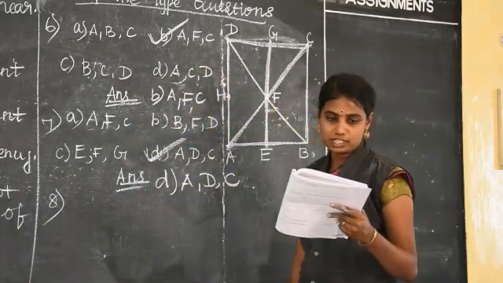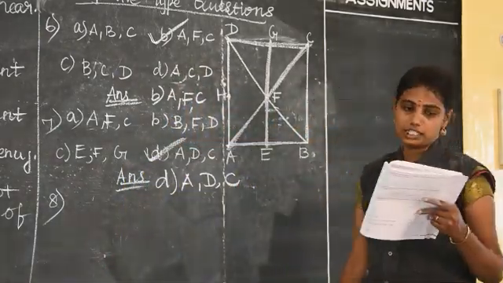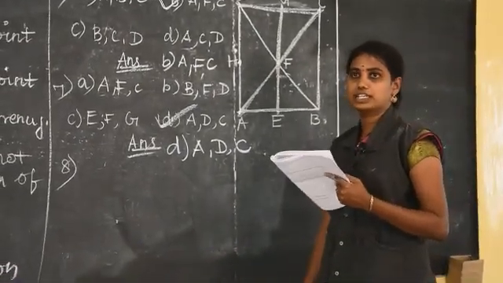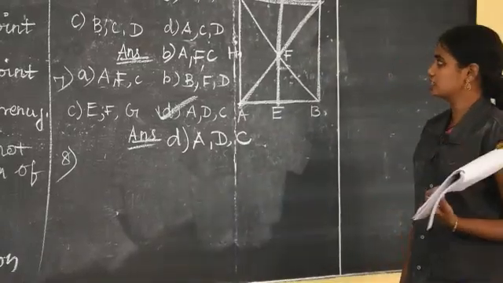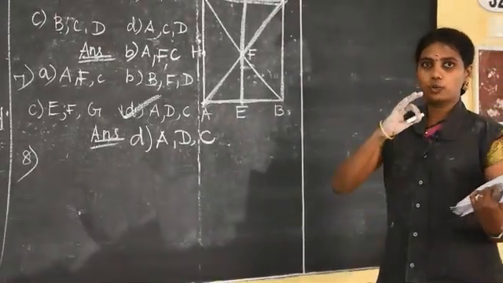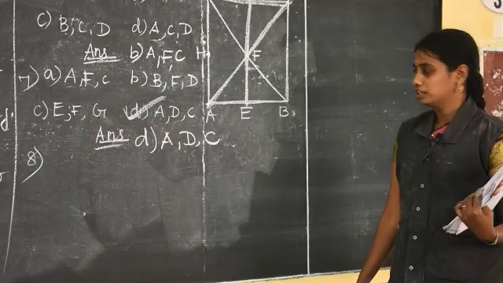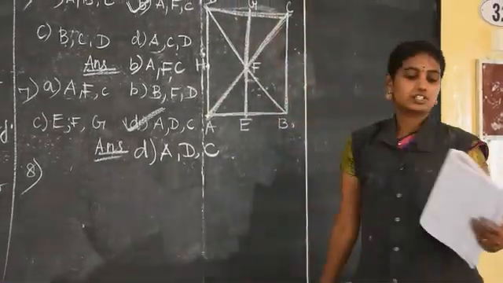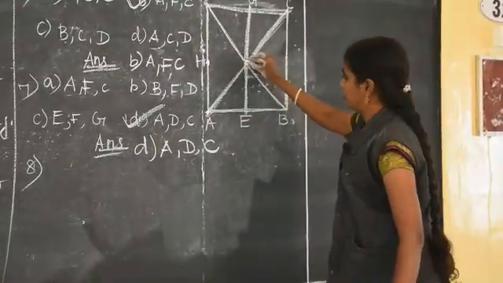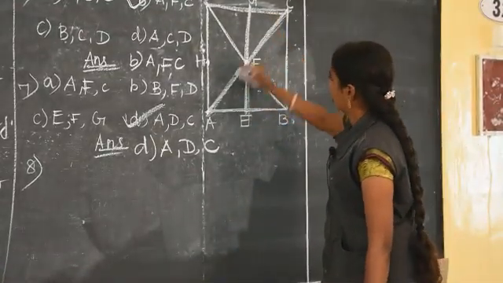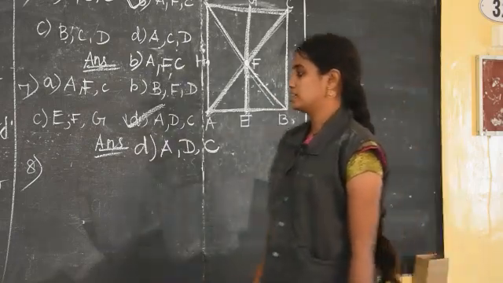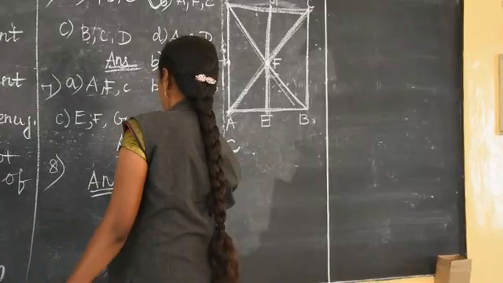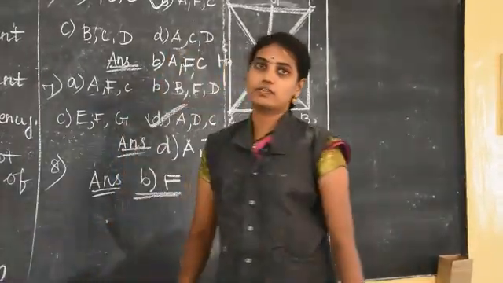Next, question number 8. A point of concurrency in the figure. Concurrency means what did I say? Through one point, 3 lines will be going. See here, 1, 2, 3. So which is the point? F. Answer is F. See this one, 1, 2, 3. So the answer is option B, F. Clear everyone?